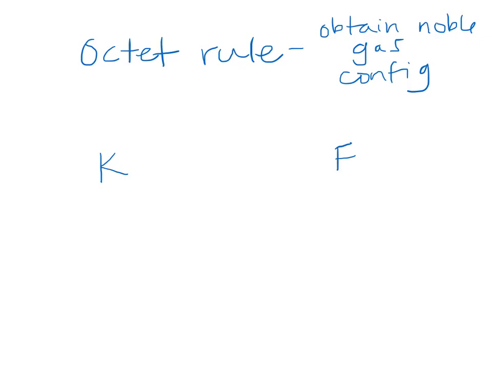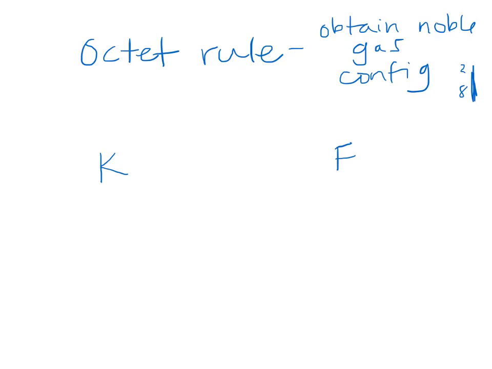So before we get into the next slide, I just want to go ahead and review the octet rule. And remember, atoms are always striving to obtain the noble gas configuration. So remember, the noble gases are found on the right-hand side of the periodic table, and they have full valence shells, and normally that's either going to be 2 electrons they're seeking or 8 in their valence shells.